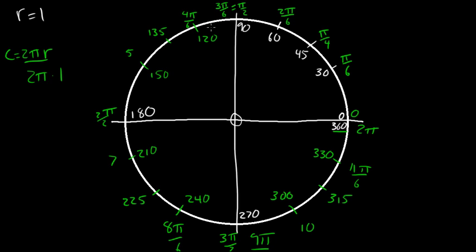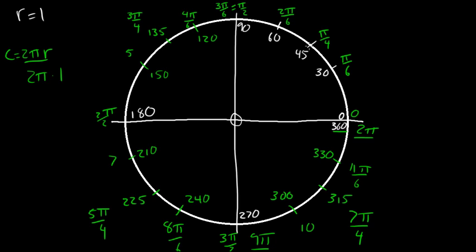Alright, so same thing with pi over 4. Pi over 4 plus pi over 4 is pi over 2. So this is going to be 1 pi over 4, 2 pi over 4, 3 pi over 4, 4 pi over 4, 5 pi over 4, 6 pi over 4, 7 pi over 4. And this is 8 pi over 4, which just reduces to 2 pi. Alright, so these are all of our radians.